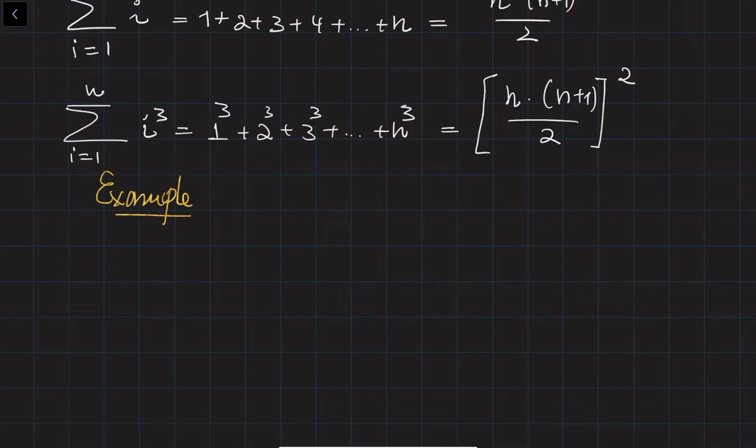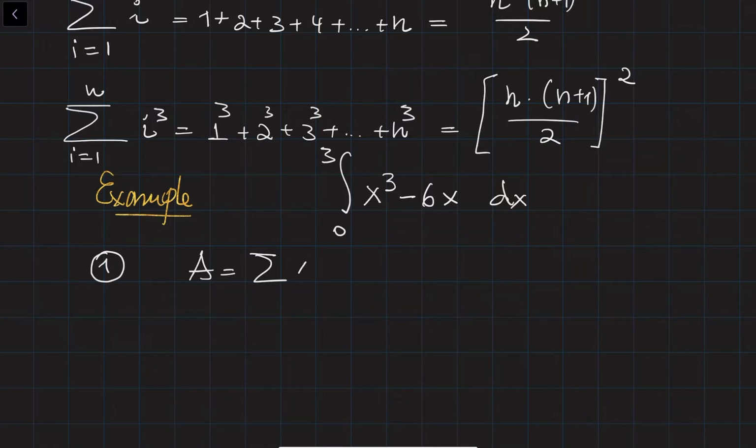Let's say we need to evaluate the integration of x cubed minus 6x dx from 0 to 3. First of all, we need to evaluate this integration by the summation of delta x times f of xi, where i goes from 1 to n, and n is going to be fixed, so n is going to be equal to 6, for example.